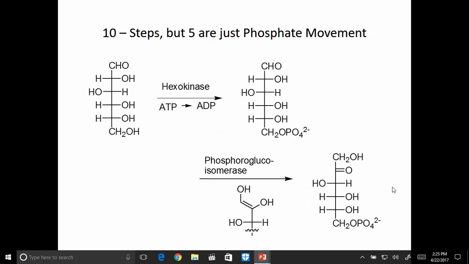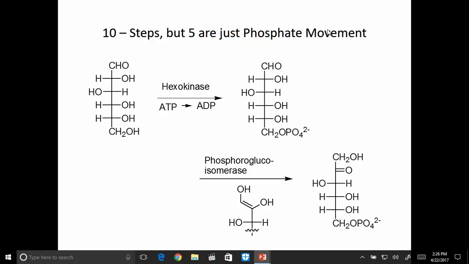All right, so let's just look at it. There's 10 steps, but 5 are just phosphate movement. I don't mean to trivialize phosphate movement. It has a big effect on its water solubility, and its polar interactions with enzymes or other proteins. But we're just going to focus here on the things that are happening to the organic parts of the molecule. It can be important, and I think on your biochemistry test, it actually is going to be very important.